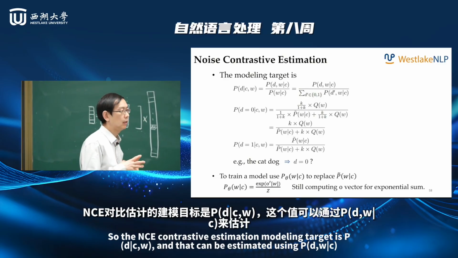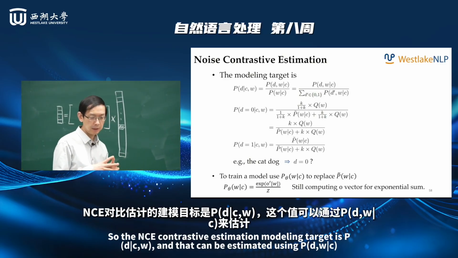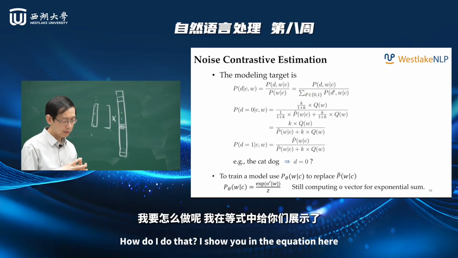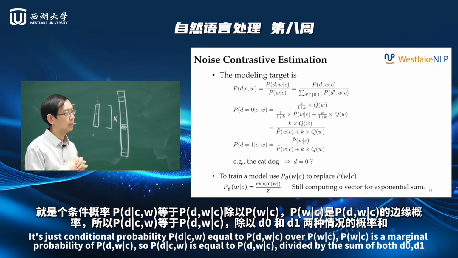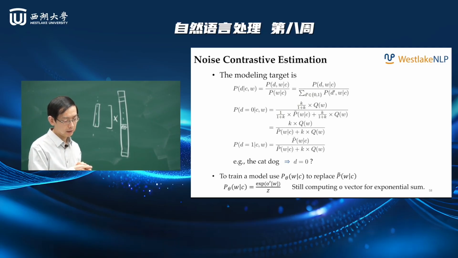And that can be estimated using P(D, W given C). How do I do that? I show you in the equation here. It's just conditional probability. P(D given C, W) is equal to P(D, W given C) over P(W given C). P(W given C) is the marginal probability of P(D, W given C). So P(D given C, W) is equal to P(D, W given C) divided by the sum over both D equals 0 and D equals 1 of P(D, W given C).